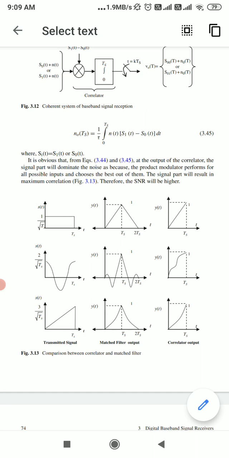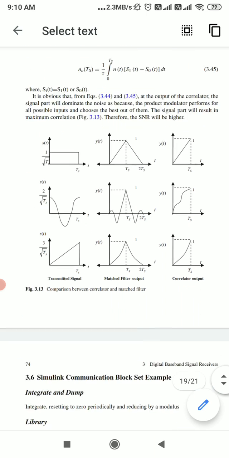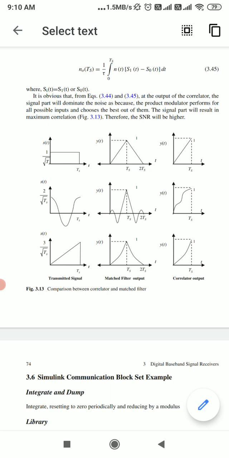Here you can see the comparison between the correlator and the matched filter. We have already seen the matched filter, which is nothing but the optimum filter with zero mean. When the noise is additive Gaussian white noise, we call that optimum filter a matched filter. So here we are going to see how we can compare the correlator with the matched filter.